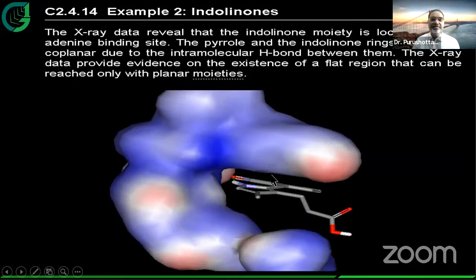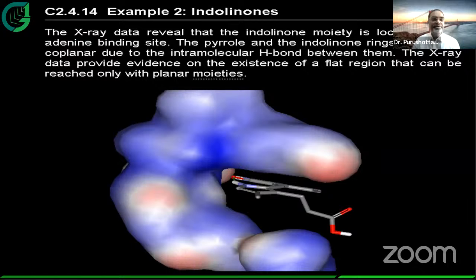What does this X-ray data reveal? See, the indolinone moiety is located in the adenine binding site of the protein, and the pyrrole and the indolinone, these two independent rings, are nearly coplanar. Why are they coplanar in spite of having the freedom to rotate about the bond that is connecting both the rings? Even then it is coplanar due to the intramolecular hydrogen bond between these two rings.